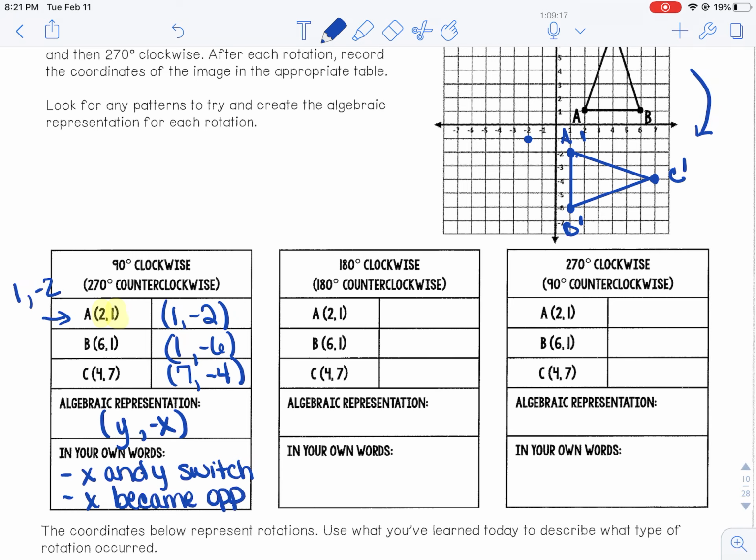Okay, let's try that with a 180 degree turn. And if I do that with a 180 degree turn, here's our A double prime. B is over here. And C is going to be down at -4, -7.